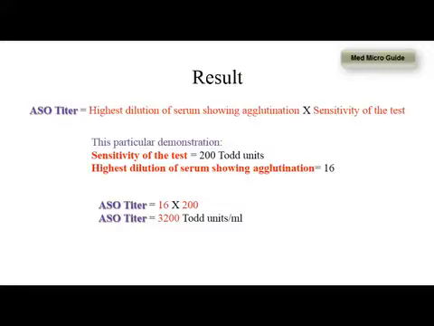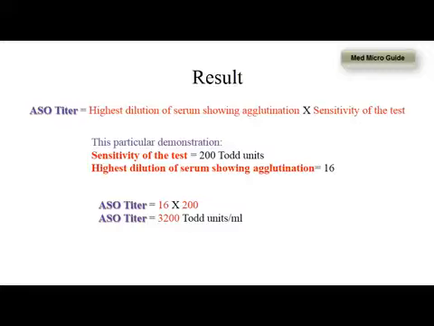The kit sensitivity varies from region to region. This is because of the variation in the baseline titers of ASO in different regions. In India, the ASO kits are manufactured with a sensitivity of 200 Todd units. Any titer above 200 Todd units, we should suspect acute rheumatic fever.